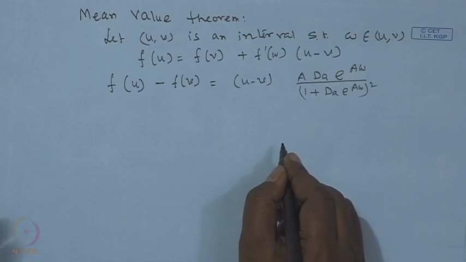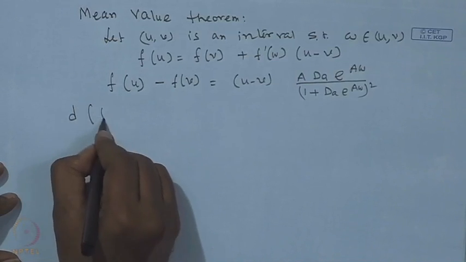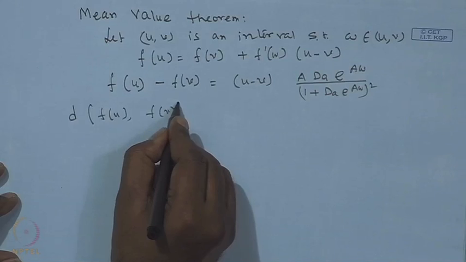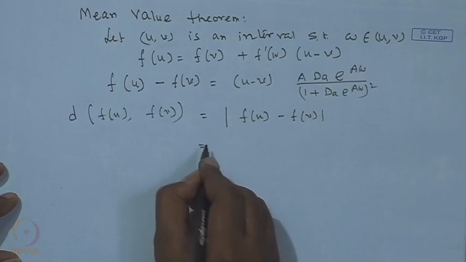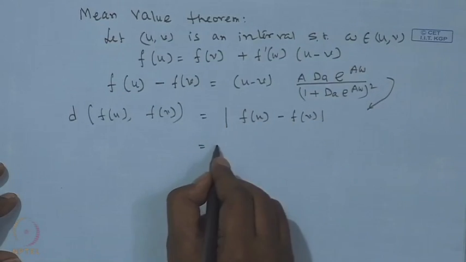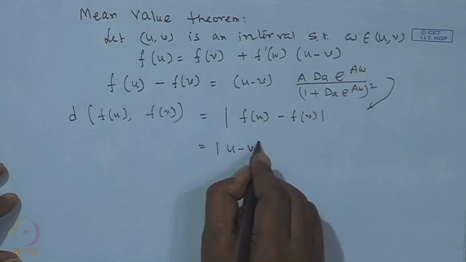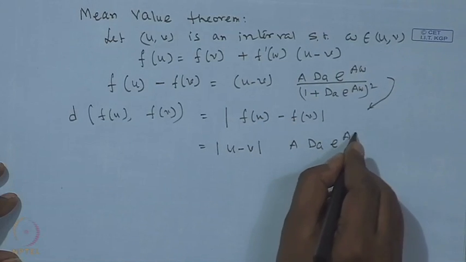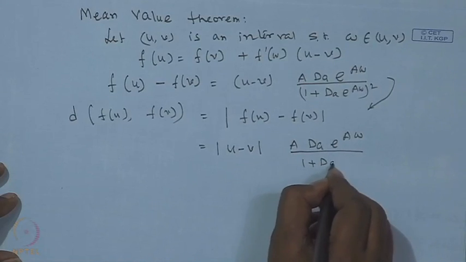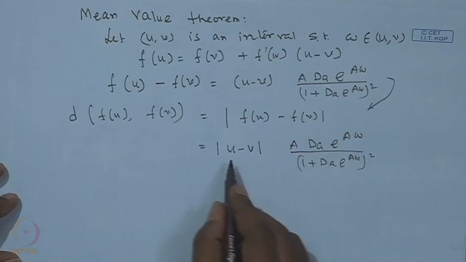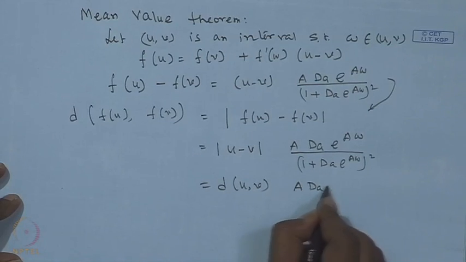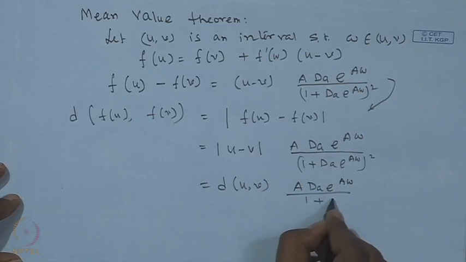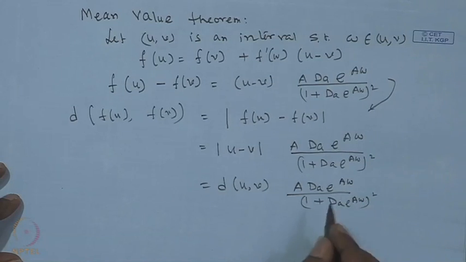That is the case. So, we are now in a position to write the metric between f of u and f of v in a more concrete fashion. So, that will be mod of f of u minus f of v. We just write down this expression from here. So, it will be mod of u minus v times a dA e to the power a w divided by 1 plus dA e to the power a w, square of that, and mod u minus v is nothing but the metric between u and v multiplied by this factor a dA e to the power a w divided by 1 plus dA e to the power a w, square of that, and we write it as a quantity z.